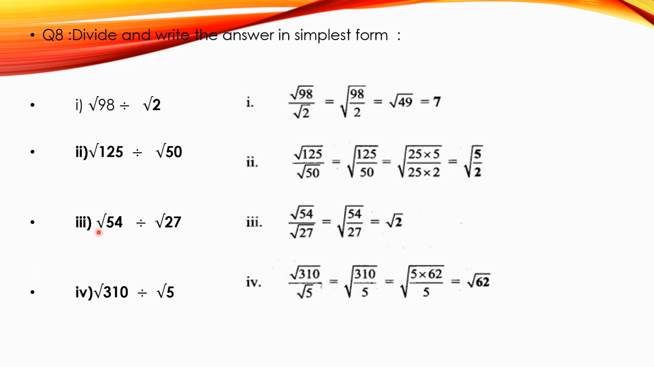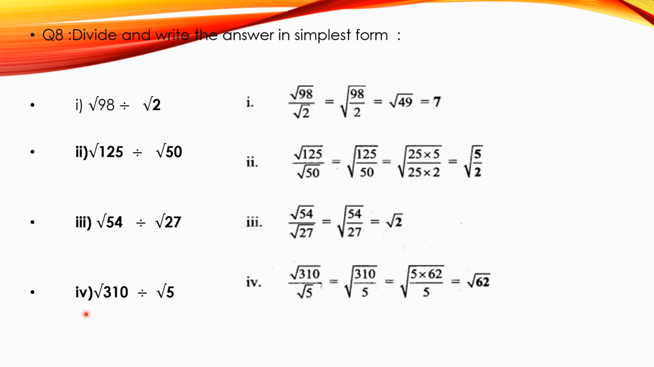Third question, root of 54 divided by root of 27. So root of 54 upon root of 27 can be written as square root of 54 upon 27. So when we cancel 54 and 27, we get square root of 2 because 27 multiplied by 2 is 54.